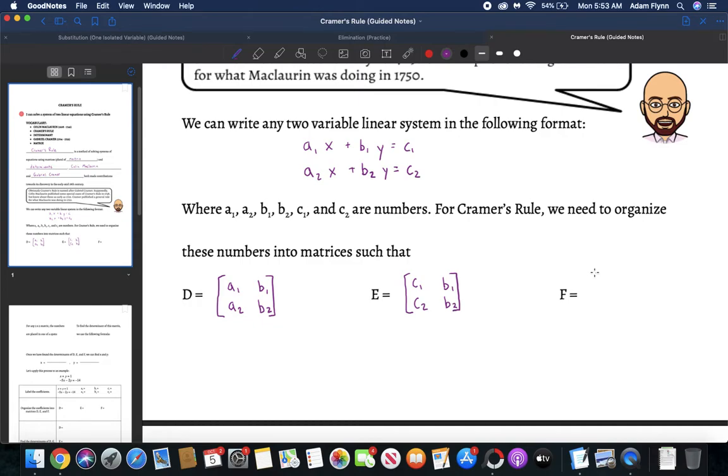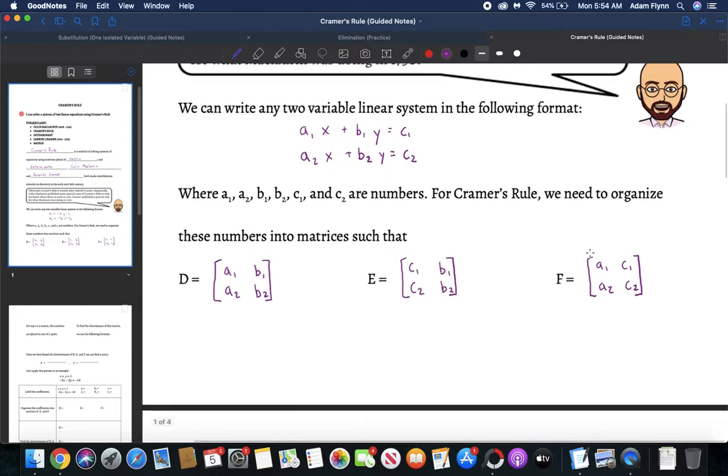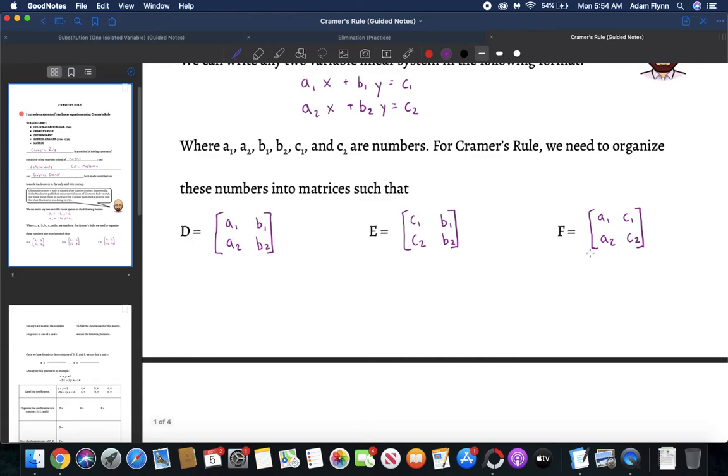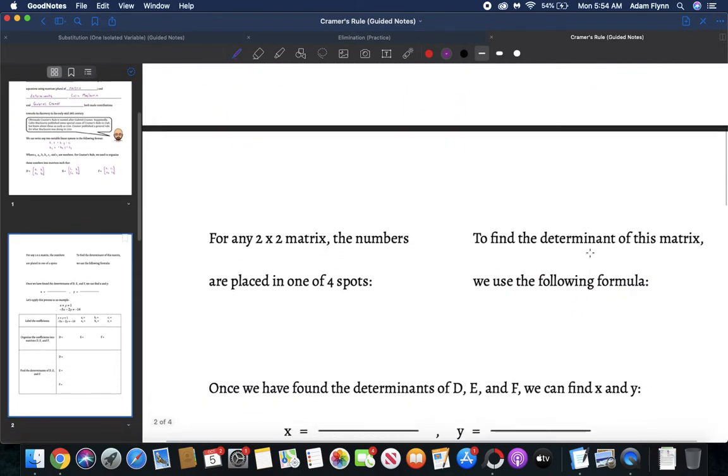And then for my F matrix, as I like to call it, we're going to take a1, c1, a2, c2. And order is going to be very important here. So far, we're not sure what we're doing with these matrices, but you're taking my word for it, and it will all tie in once we get to this next part.